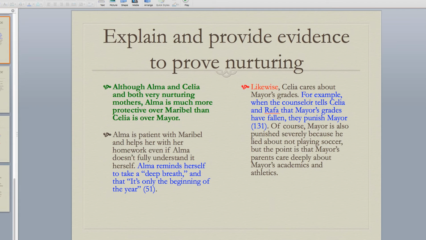Then I'd want to make sure that I tie that to Celia. Likewise, right? So that means that they have a similarity. So this is a comparison.